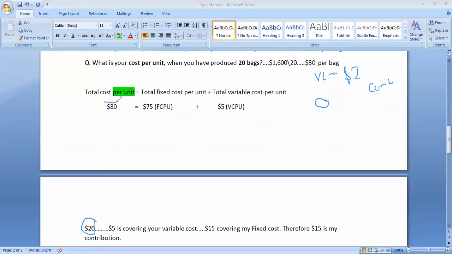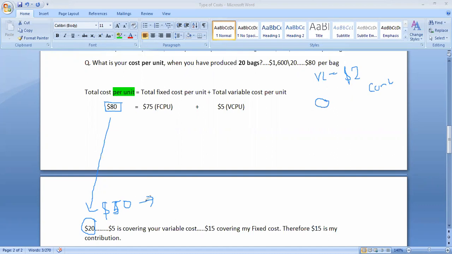Normally, if I include the entire fixed cost, it would be $80, but that would be too expensive for the customers, right? So that is why I reduced my price to $20, and it was my decision. I could have also made it $50 if I wanted. So if I charged $50 instead of $20, what would have been my contribution?